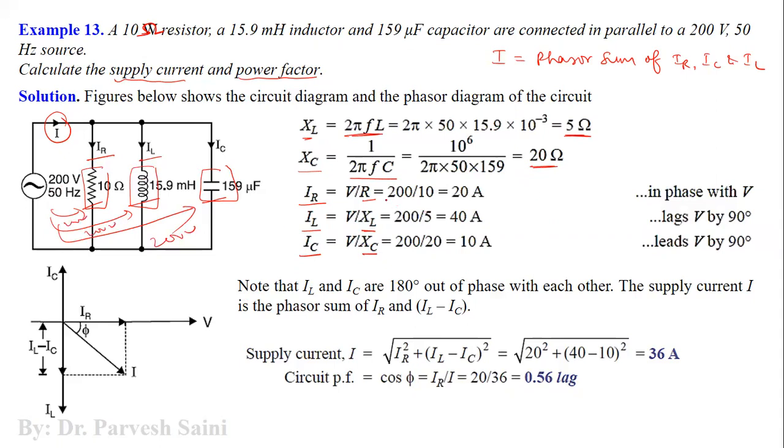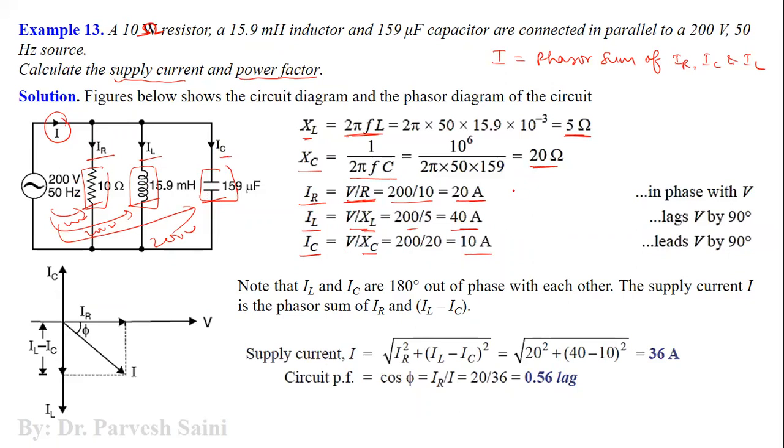So IR is equal to V by R, so it is 20 ampere. IL is V by XL, so XL is 5 ohm, so it is 40 ampere. IC is 200 by 20, so it is 10 ampere. That means the current that flows through resistance is 20 ampere, the current that is flowing through inductor is 40 ampere, and the current that is flowing through capacitor is 10 ampere.